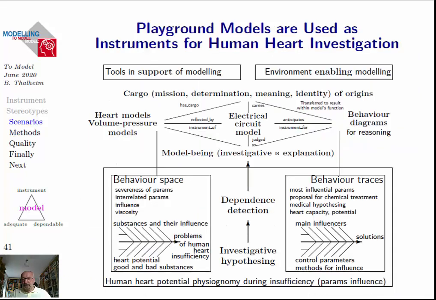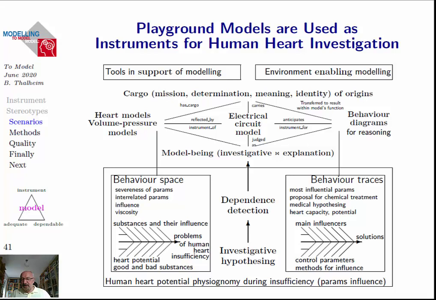Okay, let's go for Harvey's representation. We would like to represent the potential and capacity of the pump volume valve model. In this case we have a behavior space, and we would like to know what is causing heart insufficiency. We would have maybe some influence of substances, we have the heart potential, we have good and bad substances, and we would like now to know what is the reason that our human heart is insufficient.